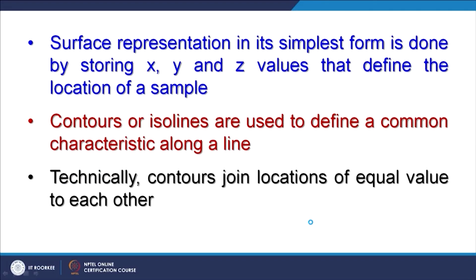And as you know, raster is quite simple compared to vector. So the surface representation having any attribute value is the simplest form, which is done by storing x, y and z, so for every location you have a value or a property. Further, as we have discussed, you can go one step backward and derive the contours or isolines.